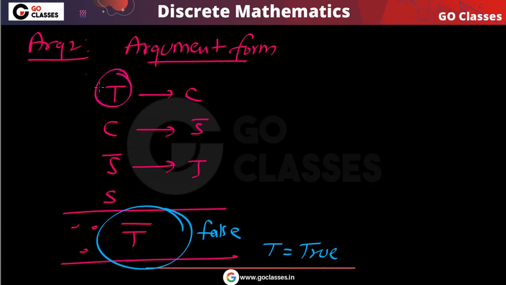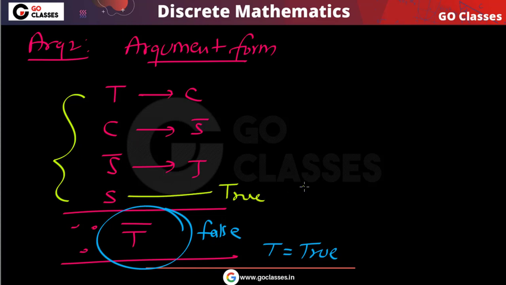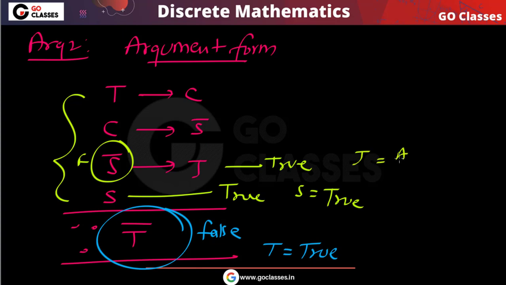Now what we will do? We will try to make each and every premise true. So can you make it true? Yes, definitely I can make it true. So S should be true. Now can you make this one true? Remember, S is already true, so this is already false. False implies anything is true, so J can be anything. We don't care what J is.